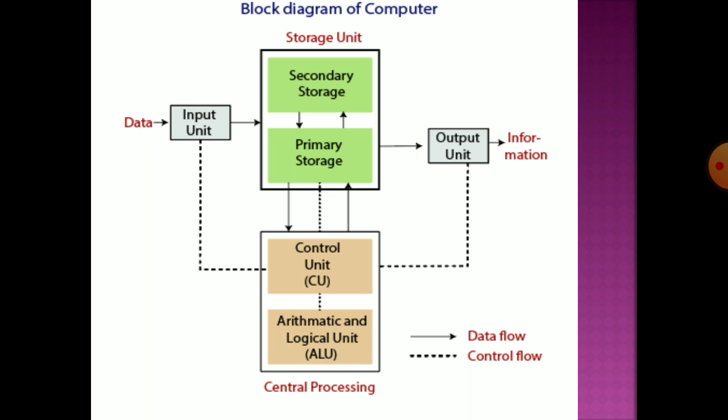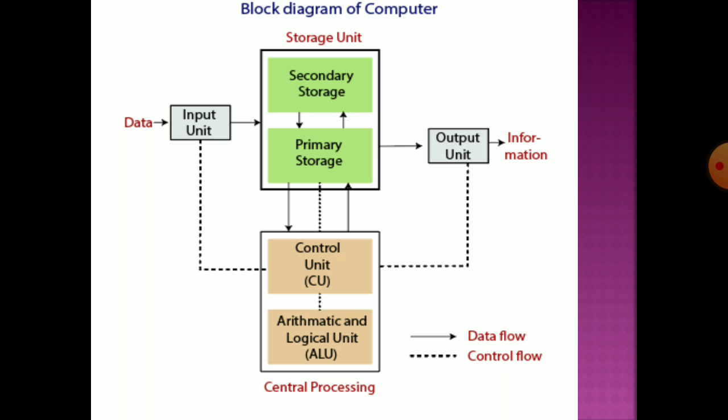One is your control unit, another one is your ALU. The control unit, its name itself tells you, controls and manages the work of the input unit, the work of your memory, the work of your output unit and the work of your CPU. Everything is managed and controlled by your control unit. For that reason it is called CU, that is control unit. Done? And the processing work, the operation work, the calculation work will be done by your ALU. Done? It is done by your ALU.